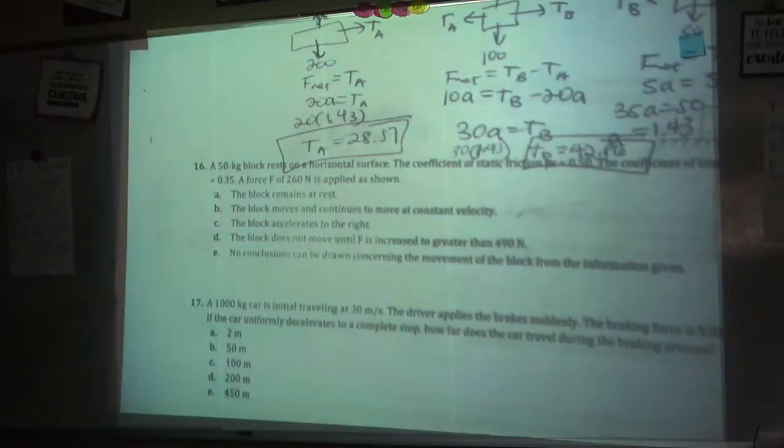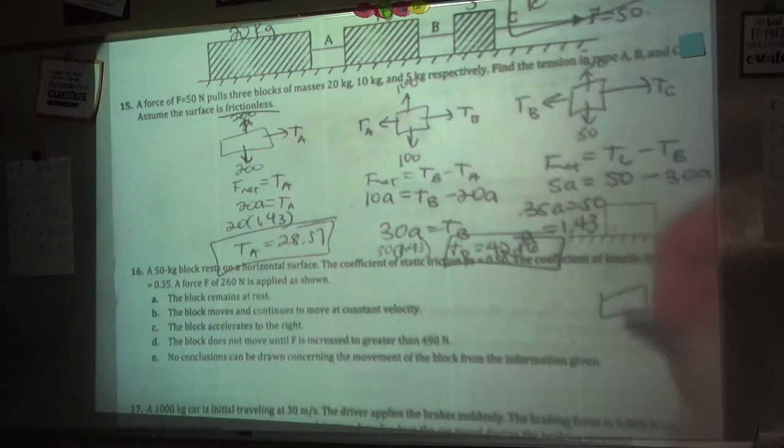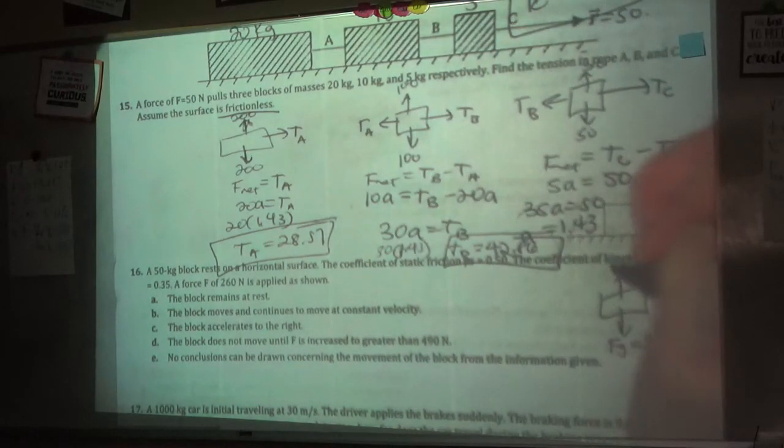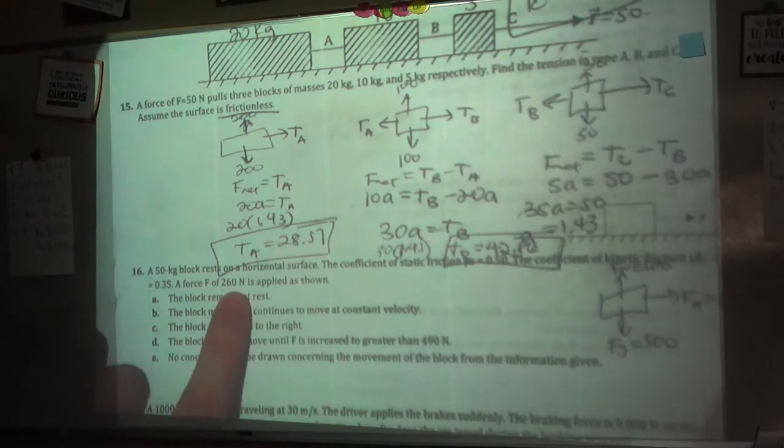Right. 16. A 50 kilogram block rests on the horizontal surface. The coefficient of static friction is 0.5. Coefficient of kinetic friction is 0.35. And a force of 260 is applied as shown. So let's look. We have the force of gravity would be 500. The normal force would be 500. And then this applied force of 260.